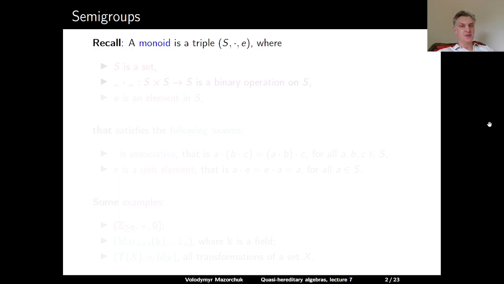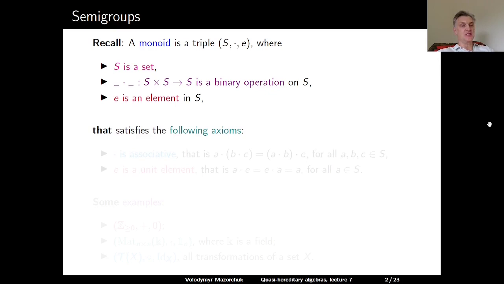A monoid is a triple which consists of a set S, a binary operation dot on S, and a fixed element E in S. This datum should satisfy the following axioms. The operation dot should be associative, meaning that A times the product of B and C should be equal to A times B times C for all A, B, and C in S.